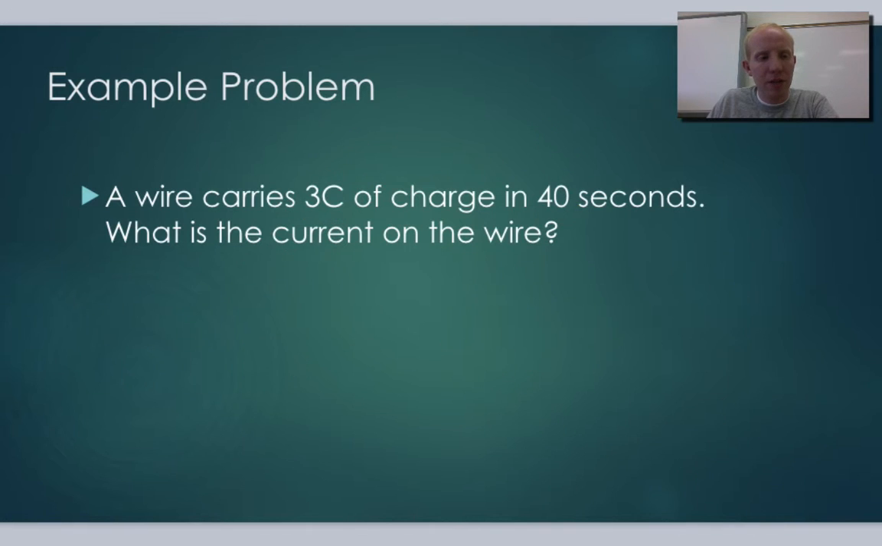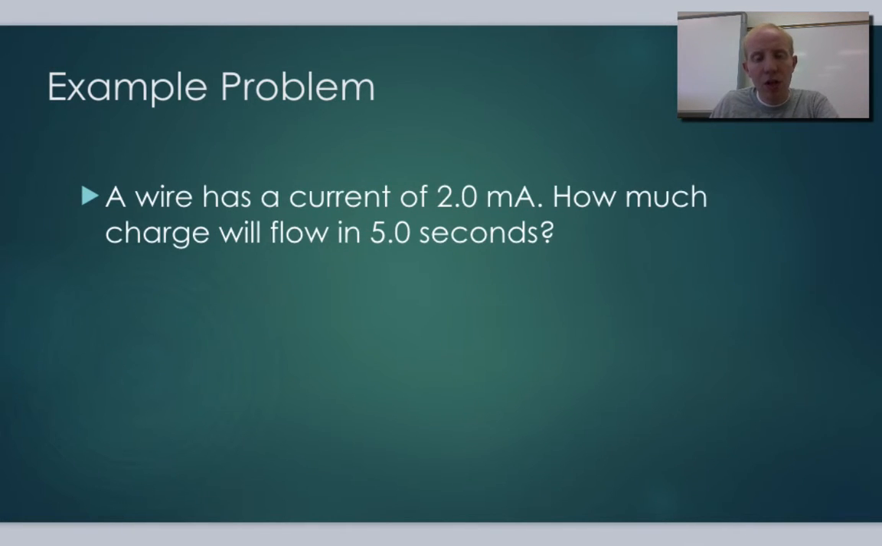Alrighty, let's try another one. Go ahead and try this one on your own. Okay, so a wire has a current of 2.0 milliamps. How much charge will flow in 5.0 seconds? Okay, so again, pause for a second, see if you can figure this out.